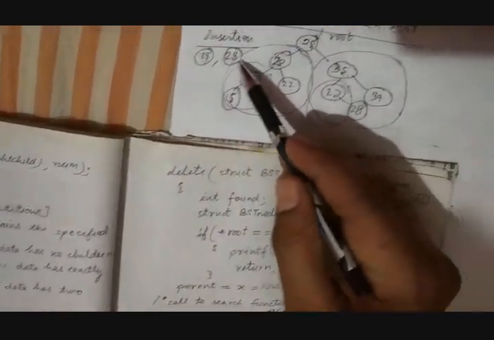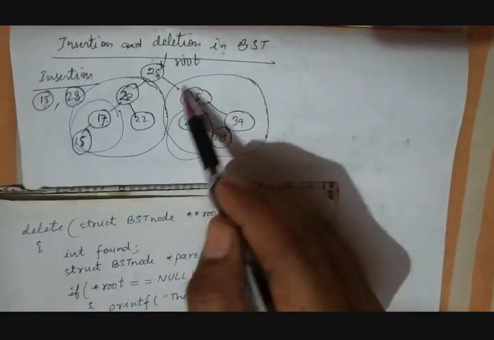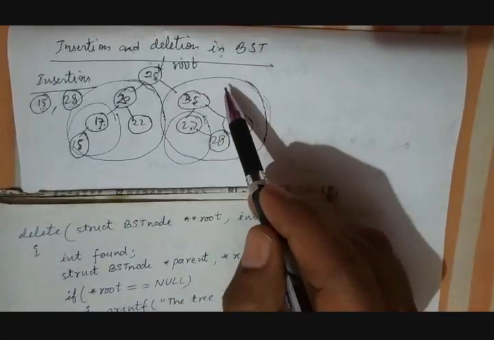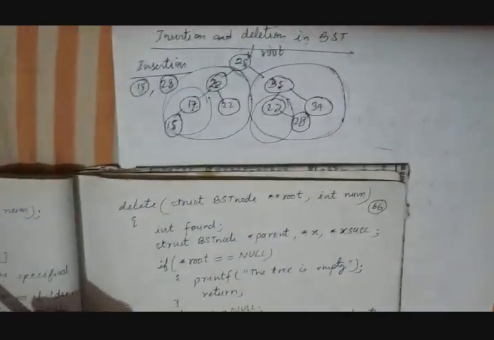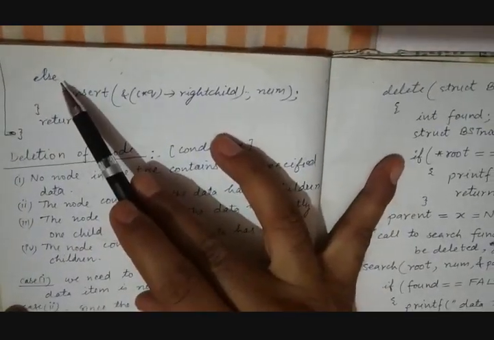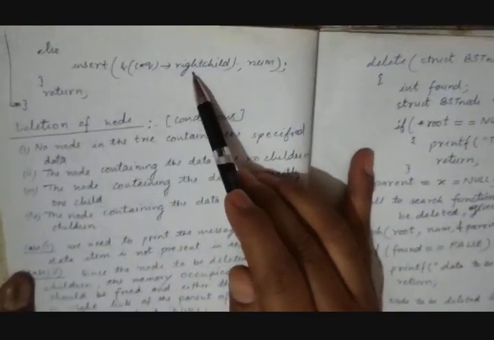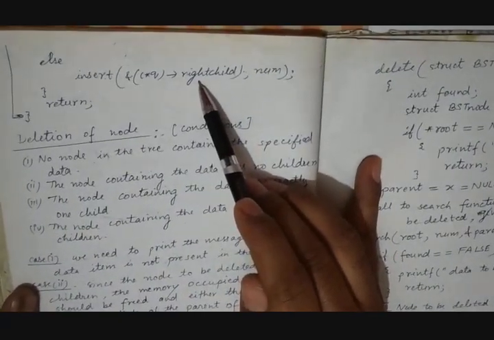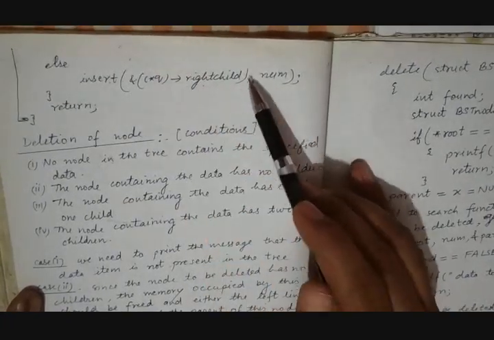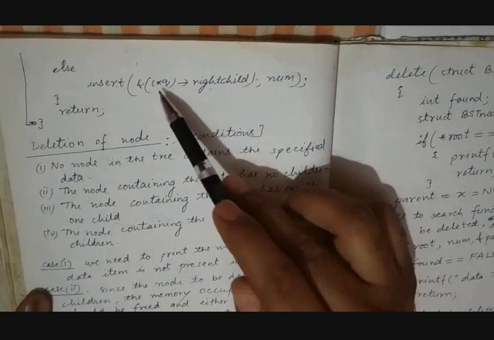And otherwise, if the number is not less than, for example, let's say 28. So 28 is not less than 25, so definitely it will move towards the right child subtree. That is why in this code, else if number is not less than the root node key value, it will call the same function by passing just the address of the right child. Means it will search out its appropriate position somewhere in the right subtree of the root node.